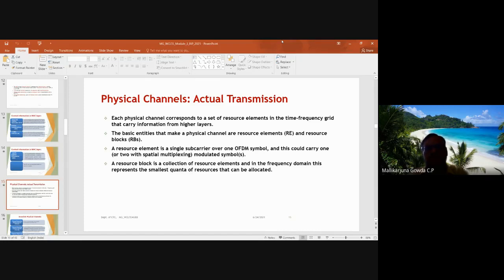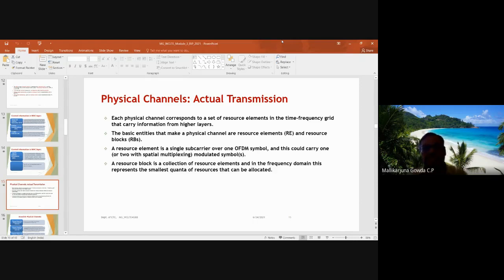Yes or no? UE1. So that is what I am saying here. Each physical channel corresponds to a set of resource elements in the time frequency grid that carry the information from higher layers. So the basic entities that make up the physical channel are the resource element as well as the resource block. The resource block is a set of resource elements, right? And the resource element is one OFDM symbol and one subcarrier frequency.